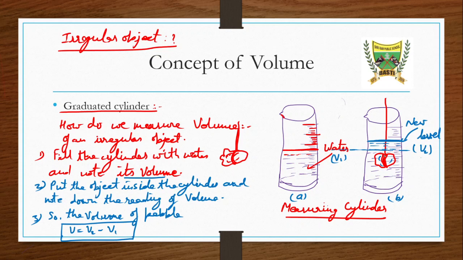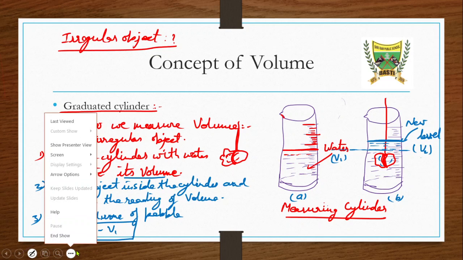So the object's volume will be what? The final volume minus the initial volume. So we will calculate it as V2 minus V1. Got it? V2 minus V1. So this is how we calculate the volume of any irregular shape.